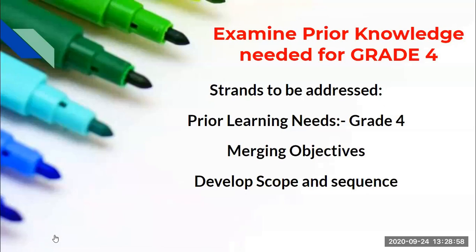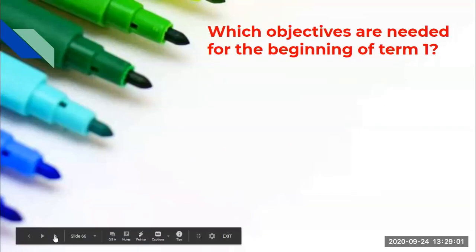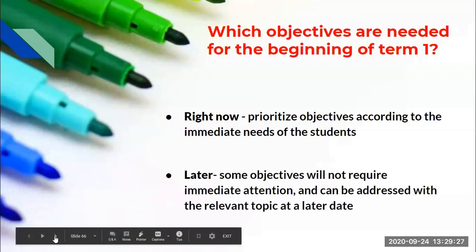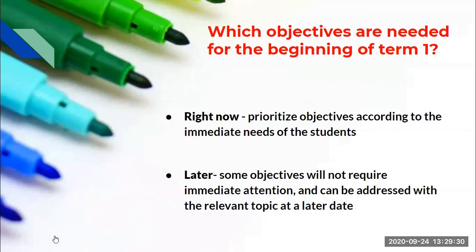Now, in developing our scope and sequence, there are several things that we need to bear in mind. We need to bear in mind the things that are needed right now. Which objectives can I attack right now for term 1 at grade 4, for the example that we just went through? Not all the objectives that the students failed are needed right now. But for those that are needed right now, we prioritize those objectives according to the immediate needs of the students. For those that are not needed, we leave them for later. So some objectives will not require immediate attention and can be addressed with the relevant topic at a later date. So we need to scope and sequence our objectives that were weak, looking at the time factors.